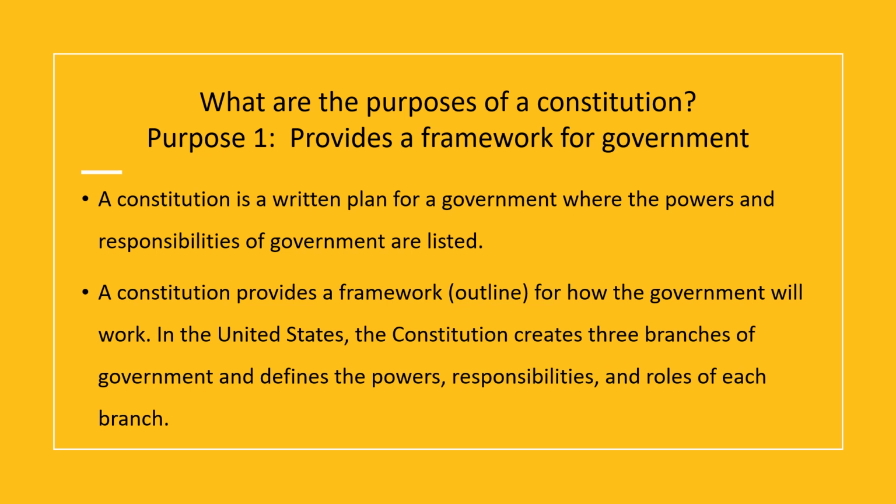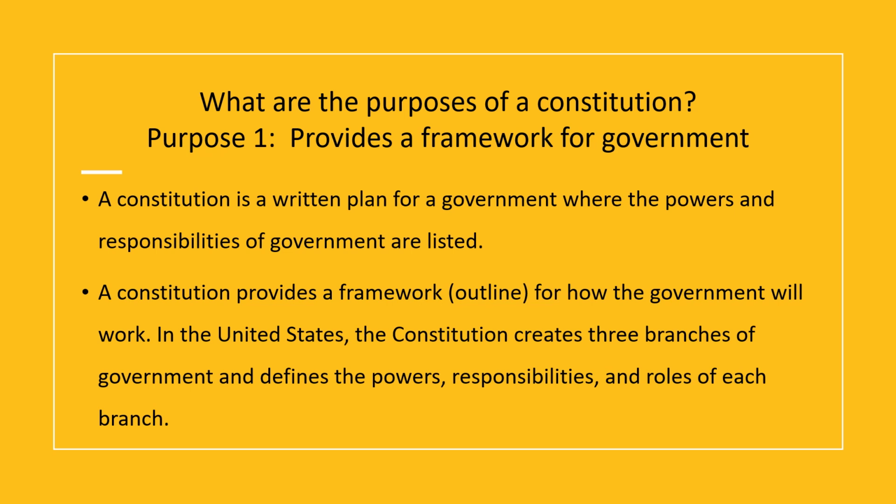So this is an effort to inform those who have agreed to follow the Constitution what is expected of them. A constitution also provides a framework or an outline for how the government will work. In the United States, for example, the Constitution creates 3 branches of government, and it also defines the powers, responsibilities, and roles of each branch. Now, you may have noticed in your study of the U.S. Constitution that there are some circumstances where the responsibilities of one branch are listed in a different branch of government in the Constitution.